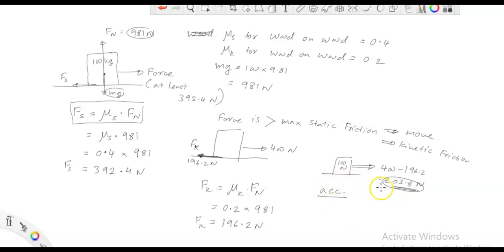And what is that acceleration? We use F equals ma. 203.8, that's the net force. Mass is 100 times acceleration. So the acceleration is going to be, divide this by 100, 2.038 meters per second squared. Right? So once you overcome static friction, and if you still continue the force you are applying, the object is going to move and it's going to accelerate.